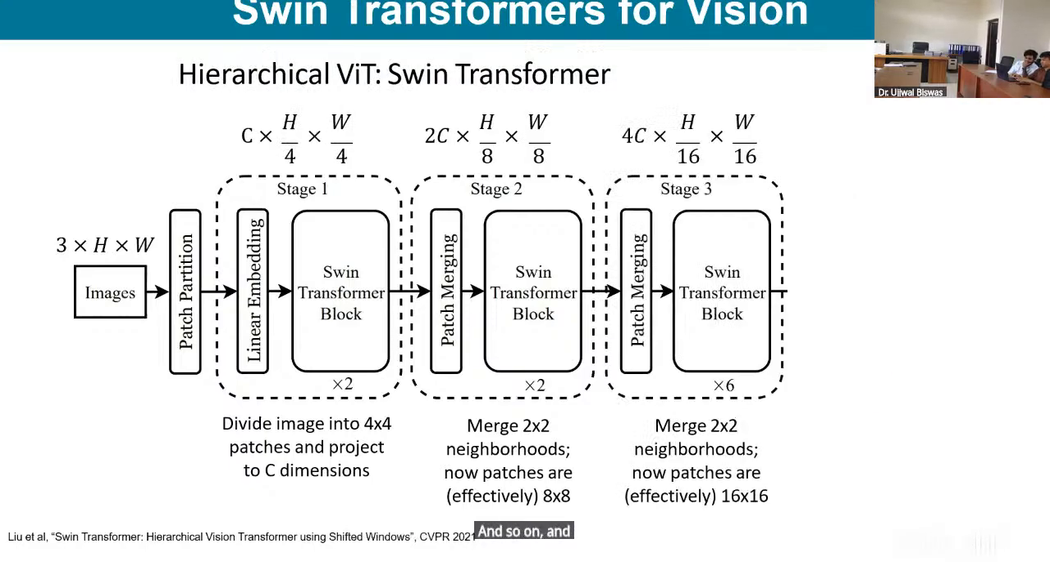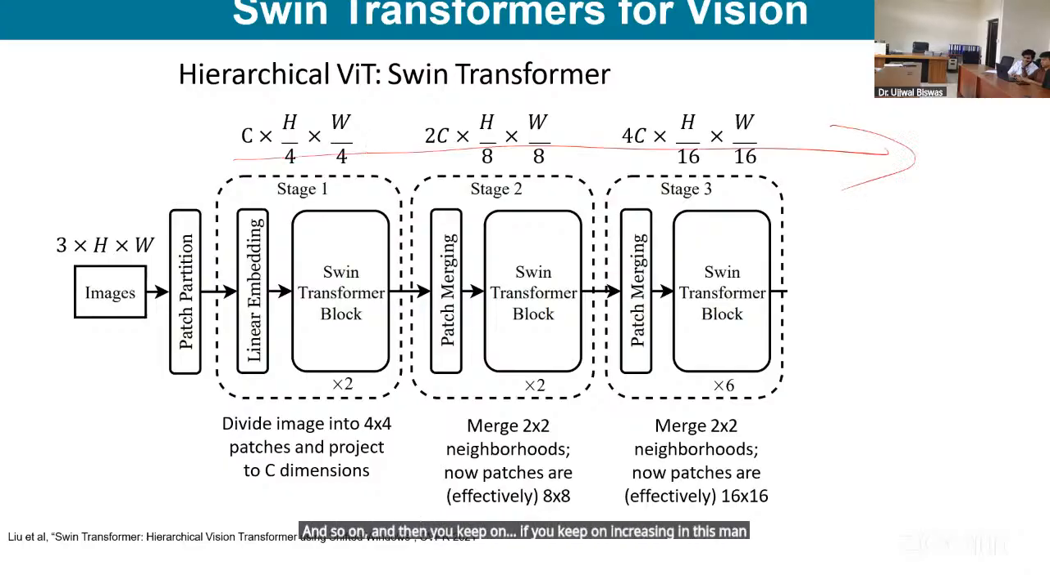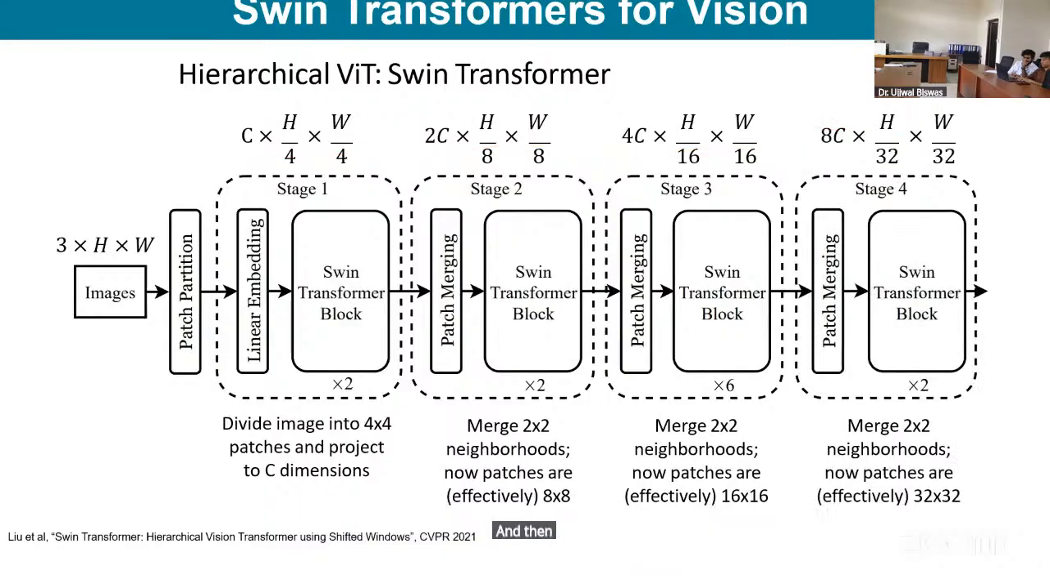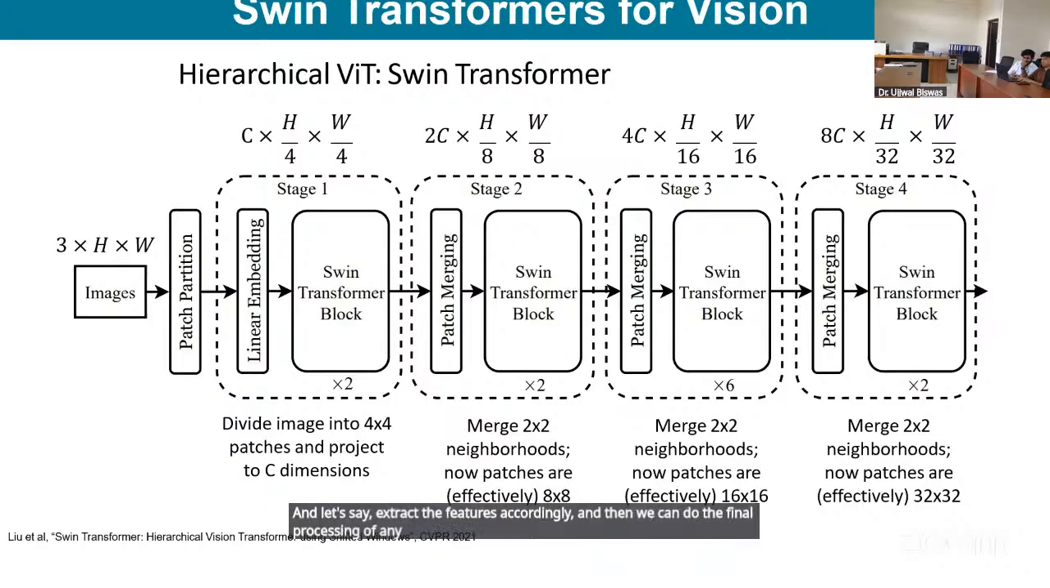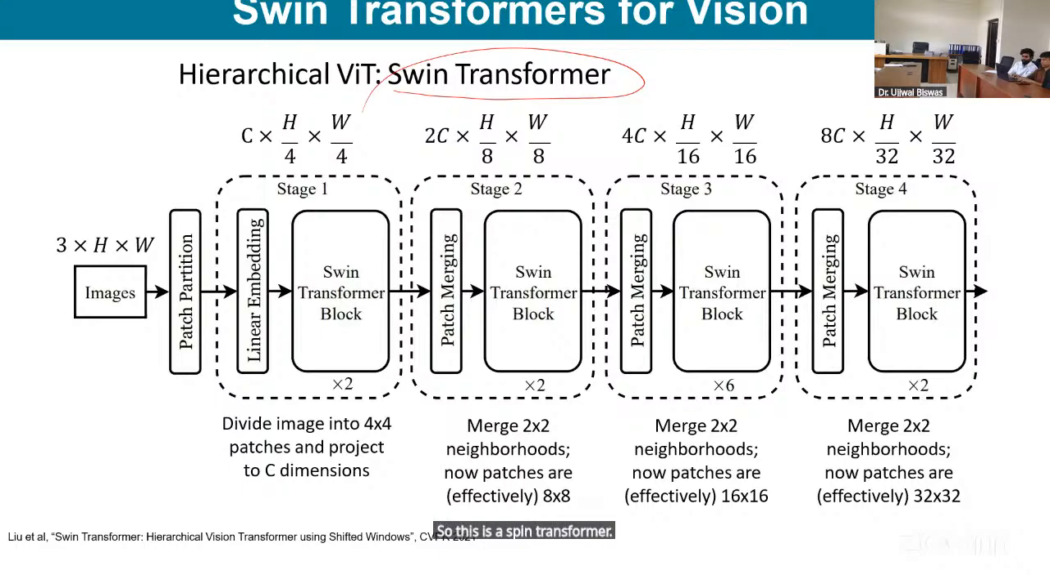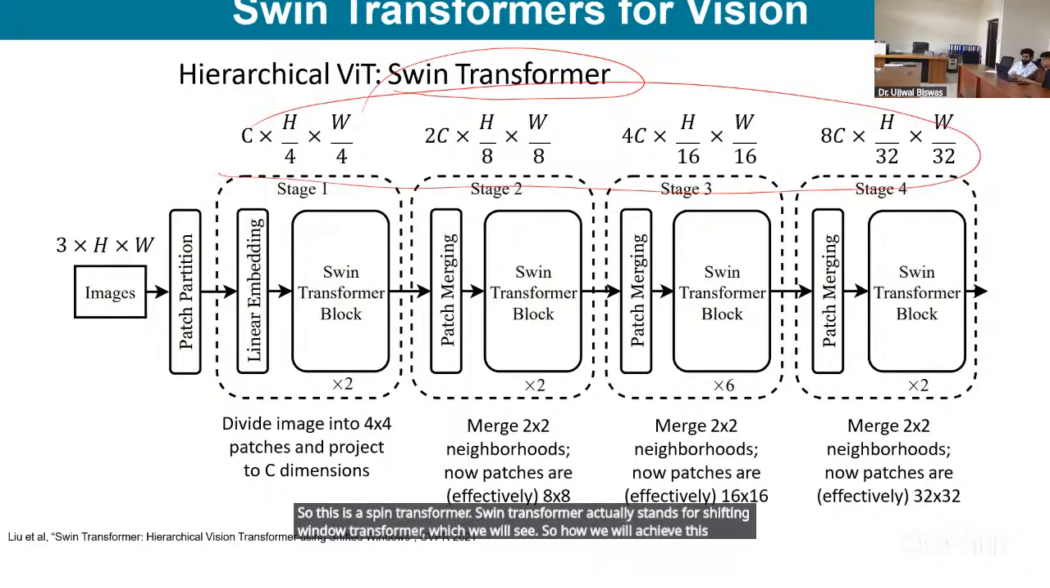If you keep increasing in this manner, it becomes very much like a CNN model, and it efficiently extracts the features. Then we can do the final processing for any grading task, detection task, or even a generation task at the later stages. So this is the Swin Transformer. Swin actually stands for shifted window transformer, which we'll see. How we will achieve this is another concern. It is not shown here, but I'll show you shortly.